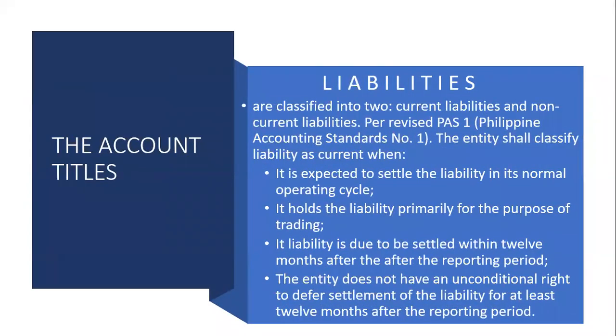The next one is the liabilities. The liabilities naman, same with assets, it can be classified into two, current or non-current liabilities. So for revised PAS number 1, which is the standard, the entity shall classify liability as current when it is expected, so in this case, to be settled or to be paid in the normal operating cycle. So, ilan ba yung normal operating cycle? Diba? Sabi natin 12 months or 1 year. So, it is considered as current.